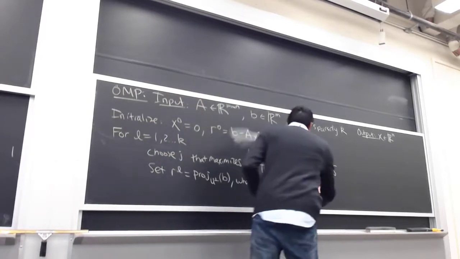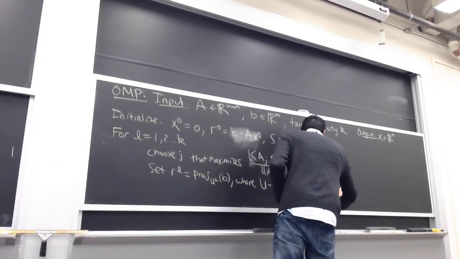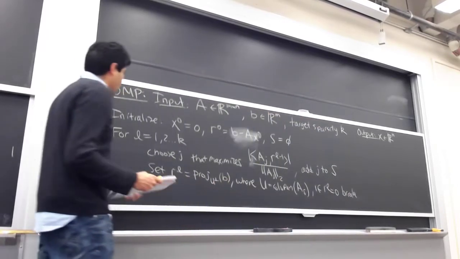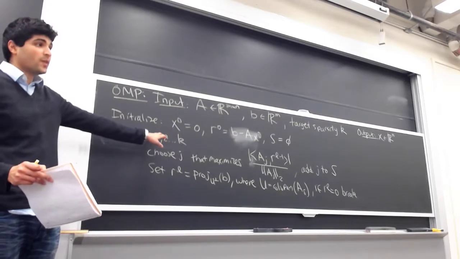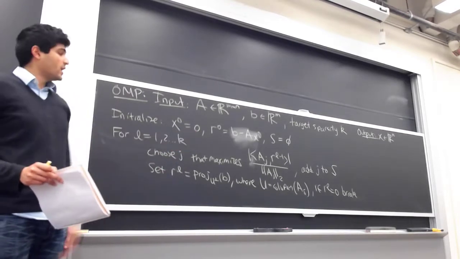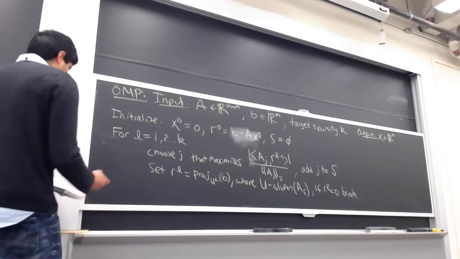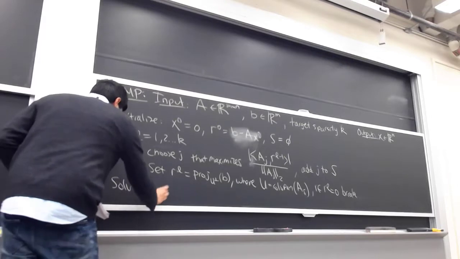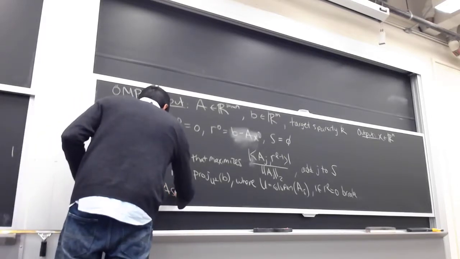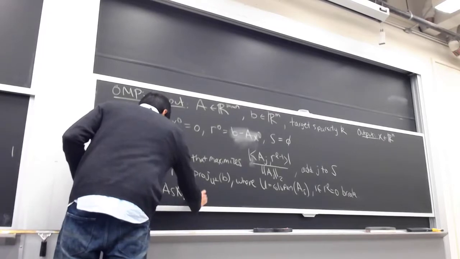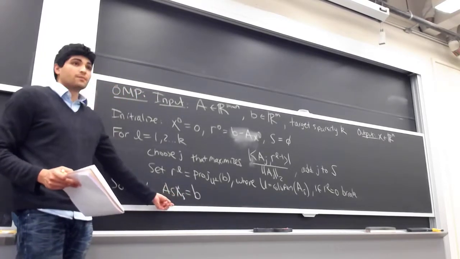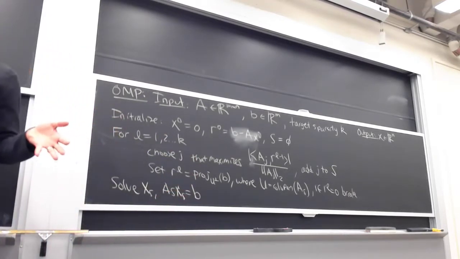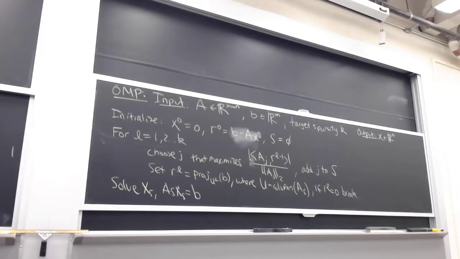And the last thing I want to say is that if R_L equals 0, then you're just going to break this loop. So if, before you even reach some target sparsity K, you've explained away all of your right-hand side, you just stop there. And the final thing that you do is you just solve for x, where you look at the linear system restricted to the columns you've chosen. Then you output the x that you get from that, and x is 0 outside of S. So it's a very simple rule.